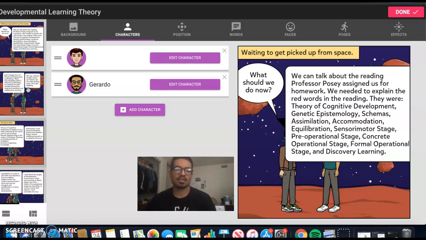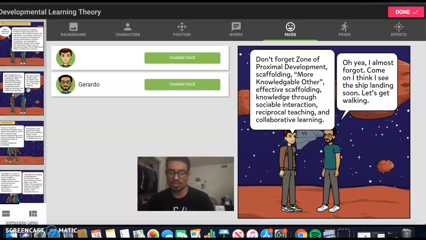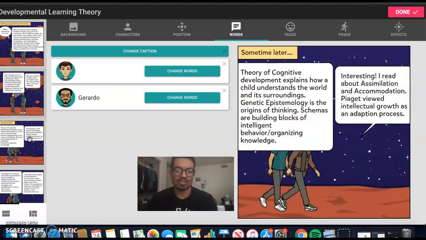And then the second part was the zone of proximal development, scaffolding, the more knowledgeable other, effective scaffolding, knowledge through social interaction, reciprocal teaching, and collaborative learning. And we really go into the meanings starting on the third slide. They're walking to the landing zone of the spaceship so they can finally go home.